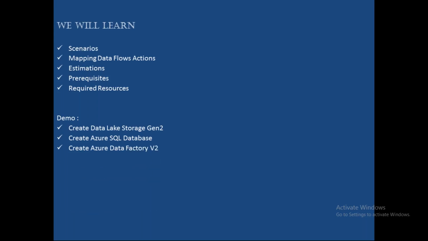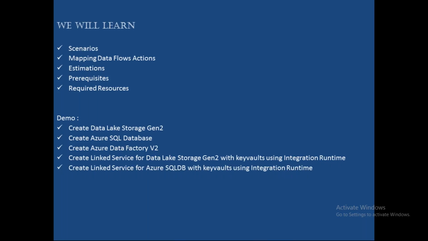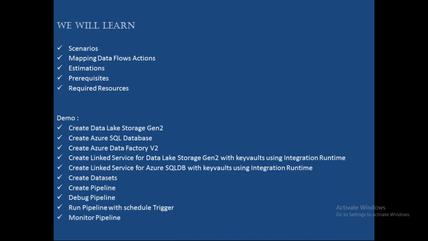Next, we are going to create Azure Data Factory V2, create a linked service for Data Lake Storage Gen 2 with Key Vault using integration runtime, and create a linked service for Azure SQL DB with Key Vault using integration runtime. Then we will create datasets and a pipeline, debug the pipeline, and run it with a scheduled trigger. Finally, we are going to monitor this pipeline.